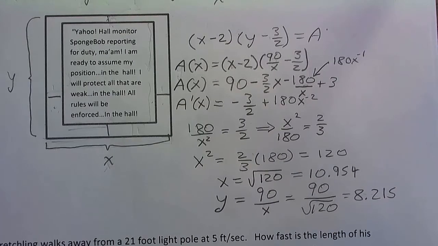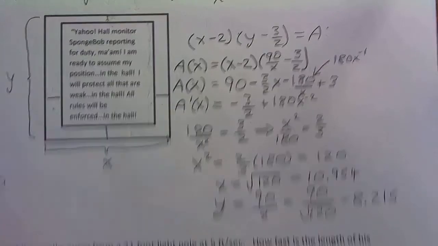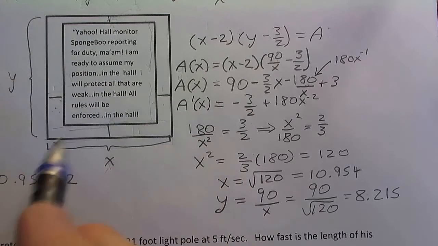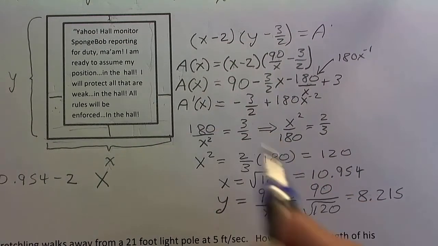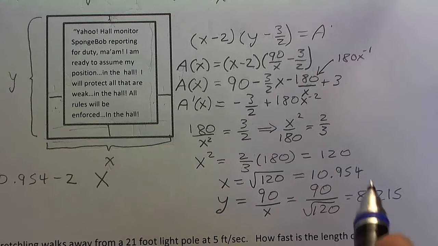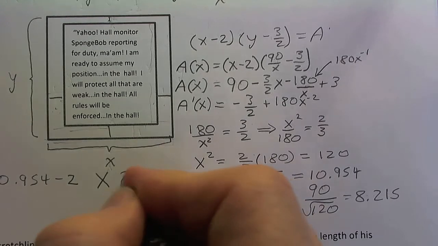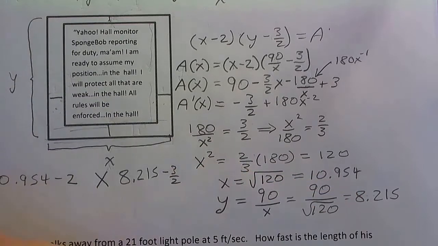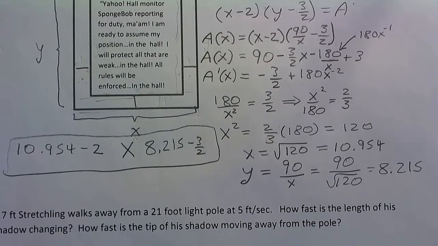Now we've got to determine what the dimensions of the page are. Well, this dimension here is going to be 10.954 minus 2, right? By the y, which is, what was the y? Oh, 8.215 minus 3/2. So there it is. That's the dimensions of the reading area.